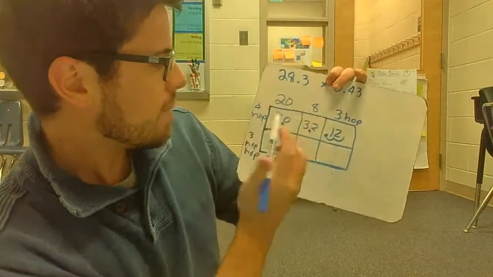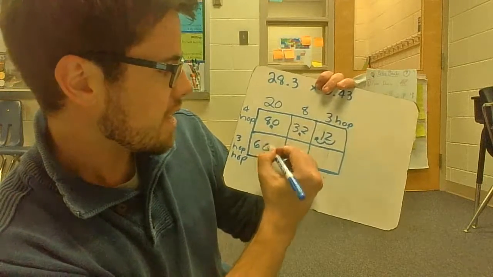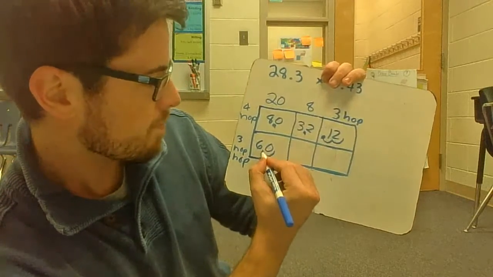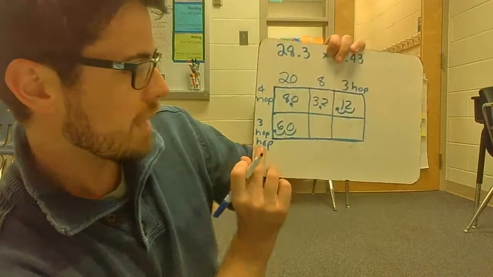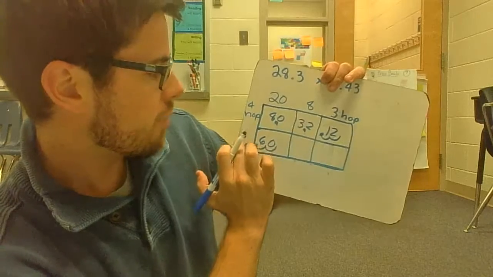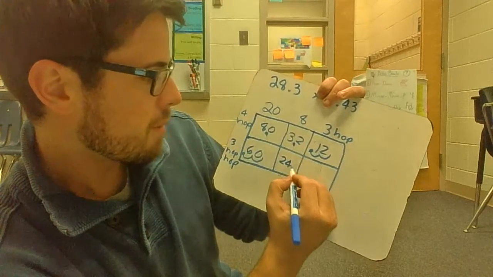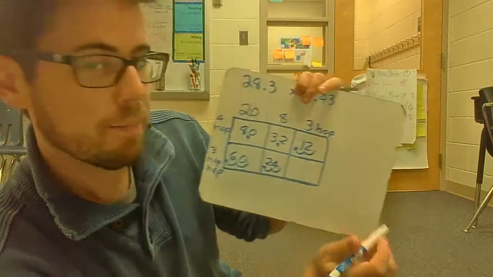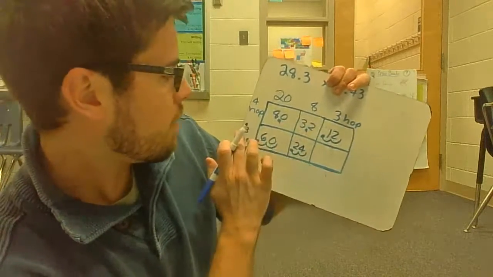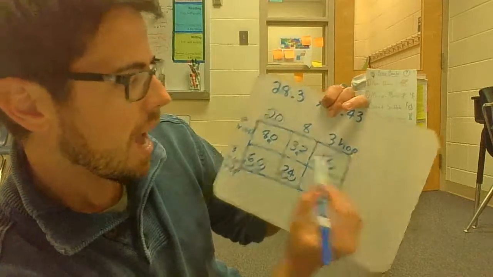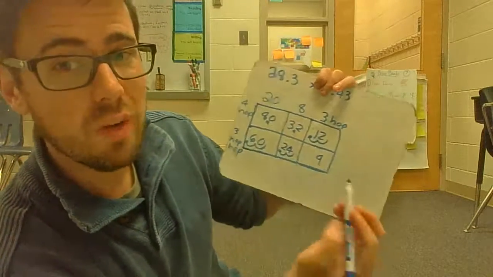Now we have 3 times 20, which is 60, but we have a hop and a hop. So we have to do 2 hops. 1, 2. Our hop hop came from here. And we have 3 hop hop times 8, which is 24, but we do hop hop to make it 0.24. And we have 3 times 3, which is 9. Oh my goodness, we have a hop, and a hop. We have to do 3 hops.